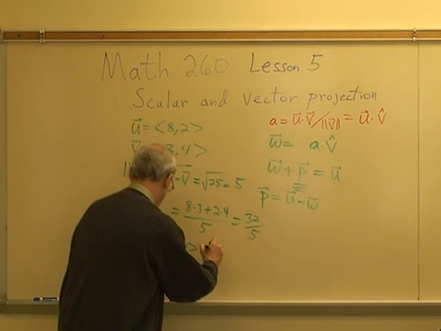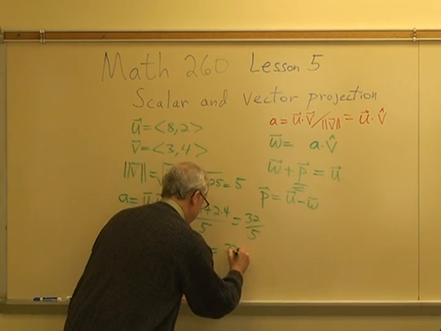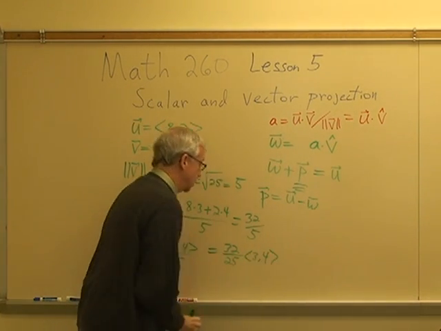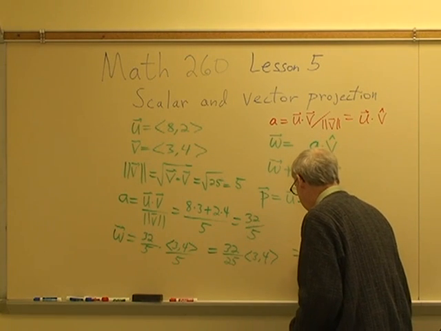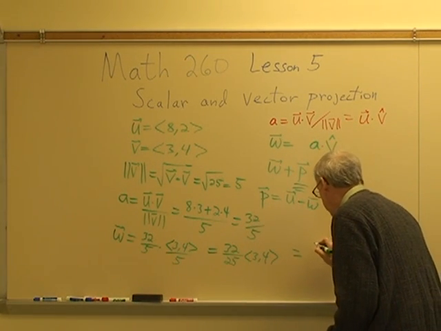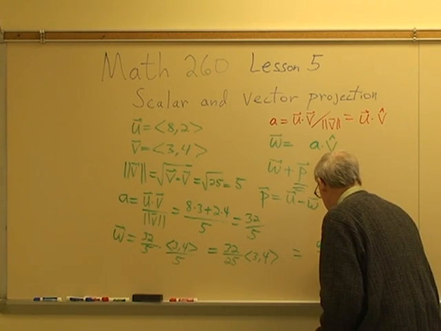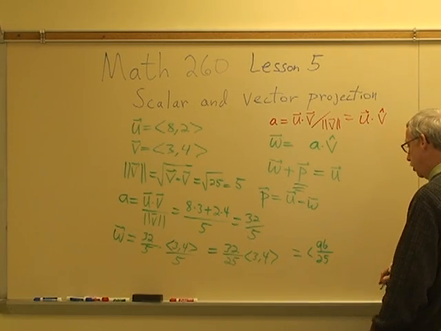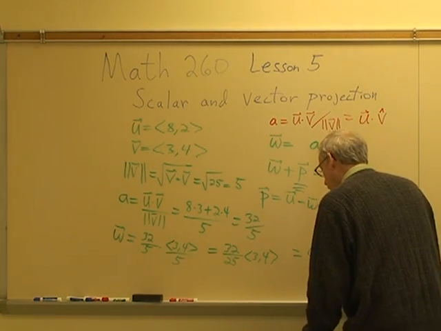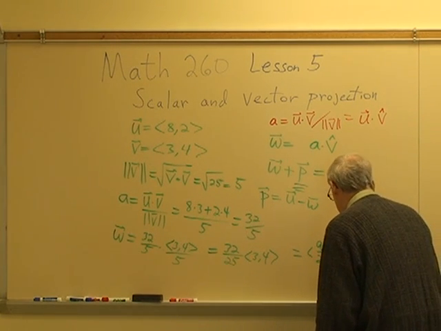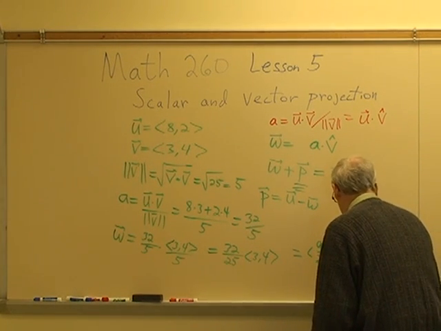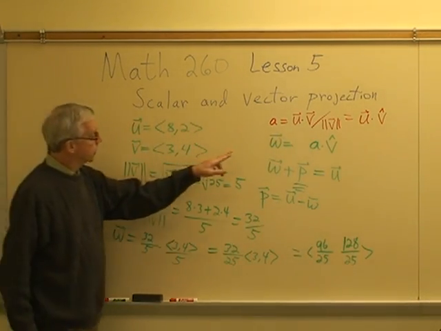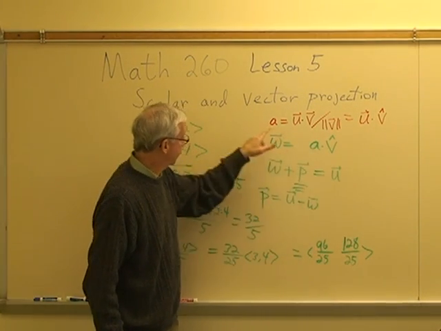Well, that's V, the vector 3, 4, divided by its length, 5. Or in other words, 32/25 of the vector 3, 4, which is finishing up. 32 times 3 is 96 over 25, multiplying through, and 4 times 32 is 128 over 25. So that's my vector W, the vector that goes in the same direction as V, but has this length.